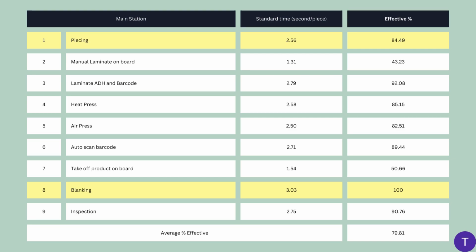This table shows the effectiveness per main station. The first station is the piecing station. The standard time is around 2.56 and the effectiveness is 84%. And the last station is the banking station. The standard time is 3.03 seconds per piece and the effectiveness is 100%, and the average effectiveness of all stations is around 79.81%.